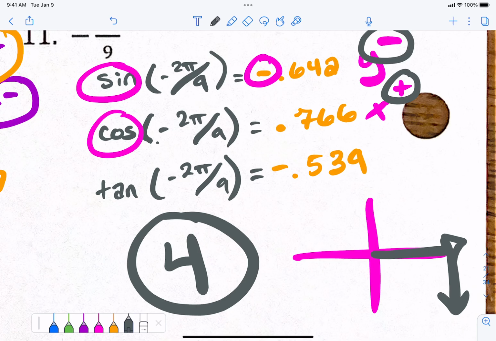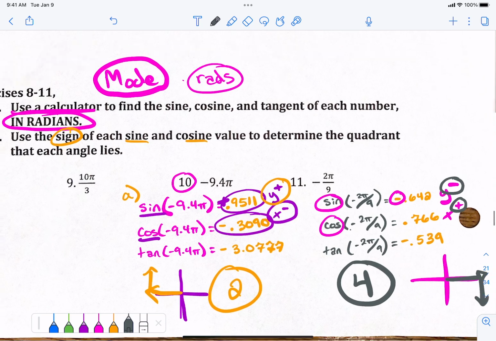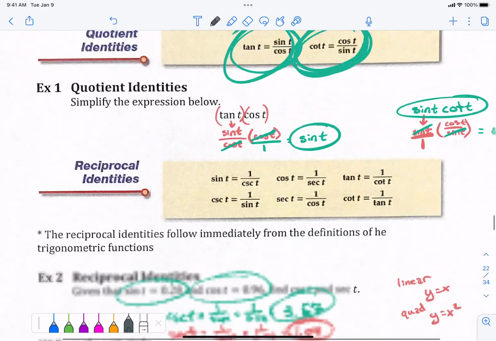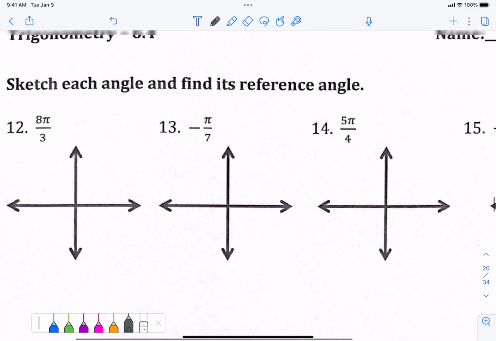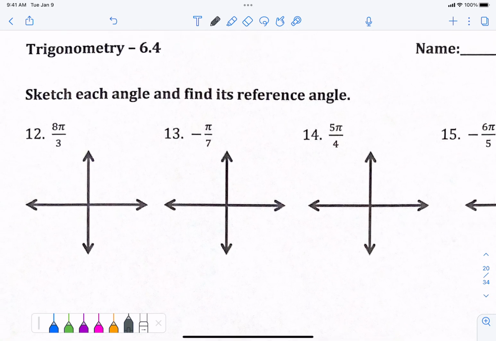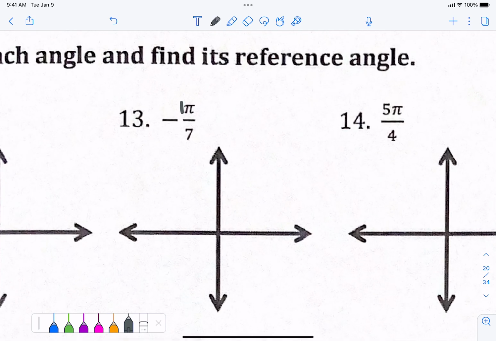What else shall we look at? 13 and 15. 13 and 15 are negative. Okay, sketch the angle and find its reference angle. Okay, negative pi over 7. This is like negative 1 pi over 7, right?